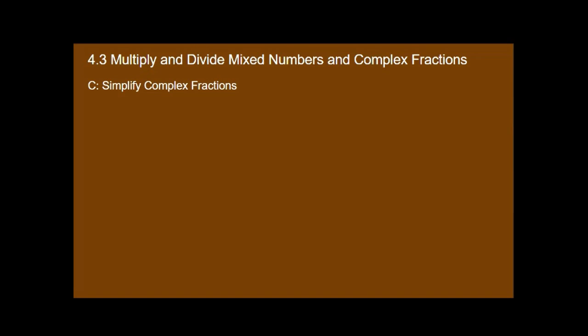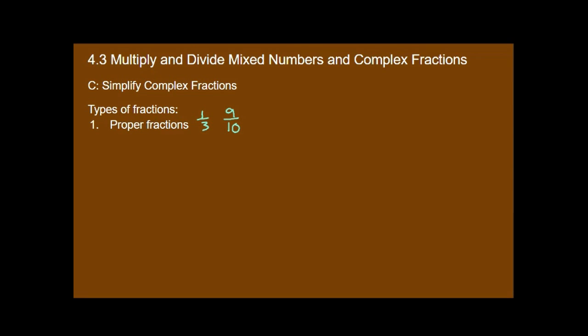So let's move on to section C, simplify complex fractions. There are multiple types of fractions. We've already talked about a bunch of them. We talked about proper fractions, right? A proper fraction is when you have, for example, 1/3. You have a smaller number on the top and a larger number on the bottom. It doesn't matter what those numbers are as long as the number on the top is smaller than the bottom. We call those proper fractions.